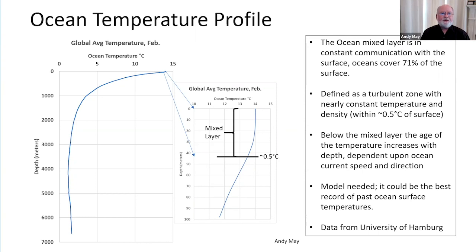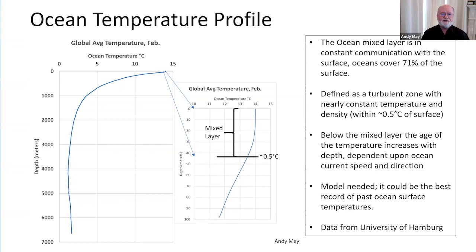The mixed layer is also shown here for February. And the mixed layer is just that tiny little bit at the top. The mixed layer is a turbulent zone. The turbulence is maintained by wind. Its thickness varies throughout the year and with wind speed, but it's got a constant temperature and a constant density almost.